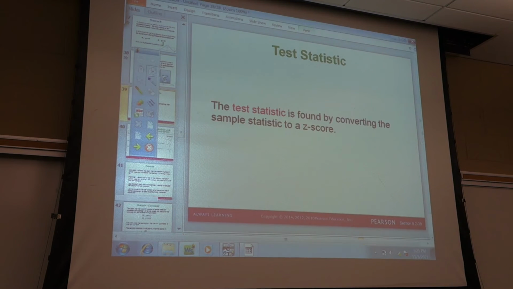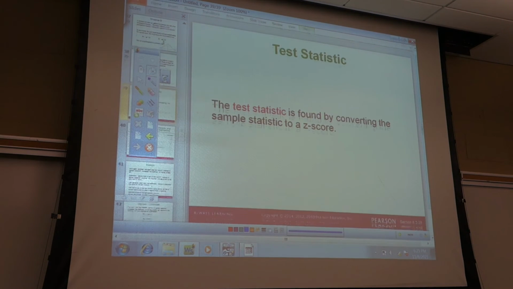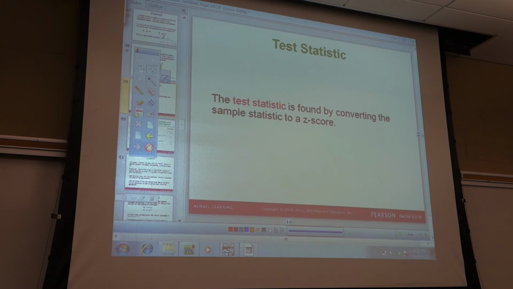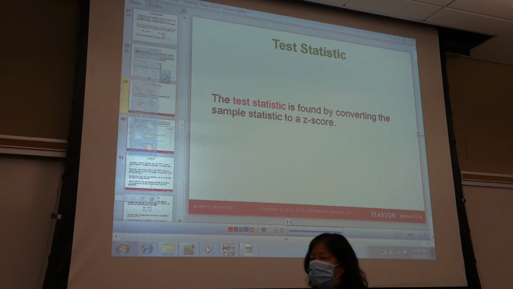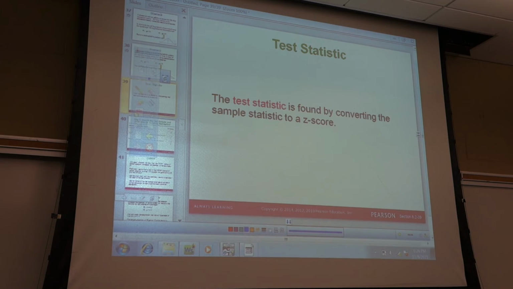The next thing we're going to talk about is the test statistic. You're going to be filling in some blanks here on your notes. The test statistic is found by converting the sample statistic to a z-score. You're going to find your sample's z-score. I call it test stat, TS for short. I didn't come up with test stat, some student who took it in high school told me about it. All right, so we're going to find the test stat. Now let's find the z-score for your sample.